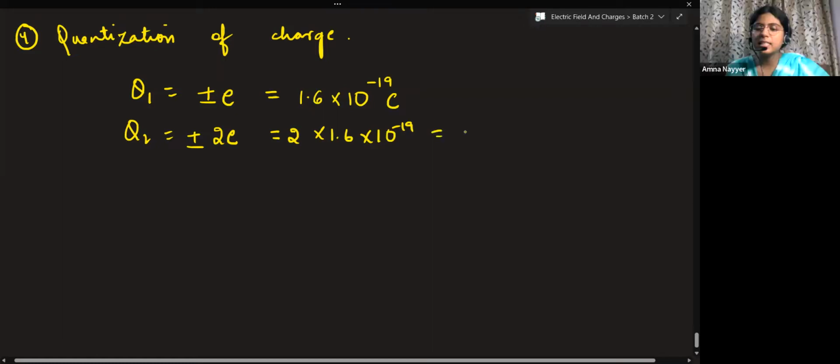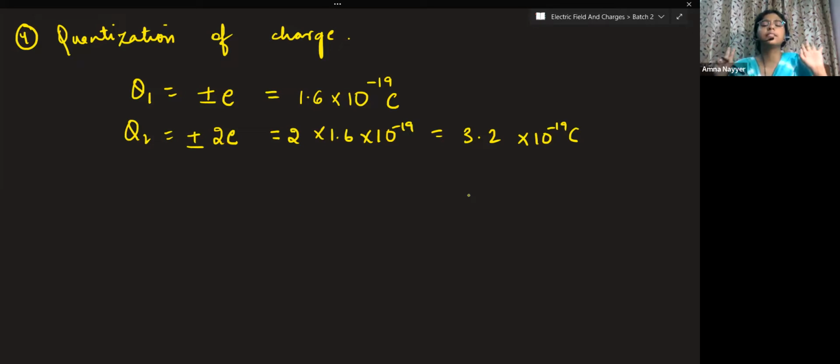So it means this is 3.2 into 10 to the power minus 19 coulomb. I'm not considering the sign right now. If it is a positive charge, just add plus, and if it is a negative charge like electron, just add negative. So if I have 2 charges with me, 2 electrons or 2 protons, this is the value I get.